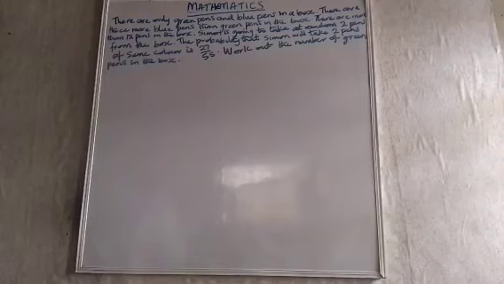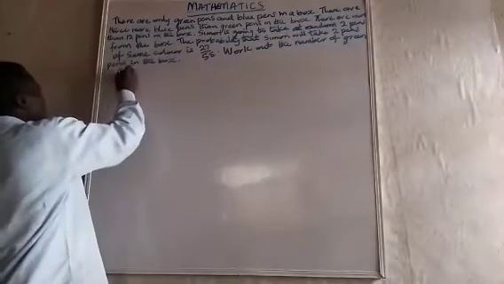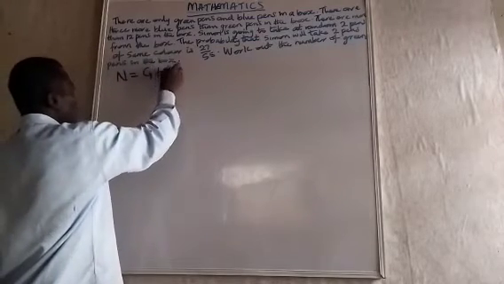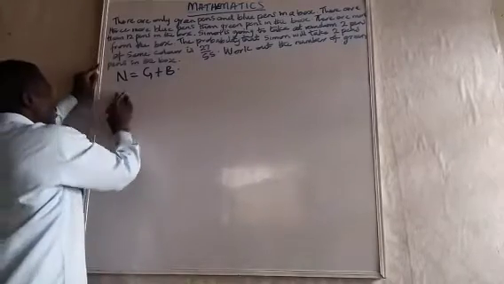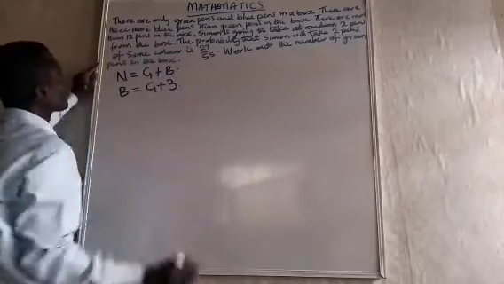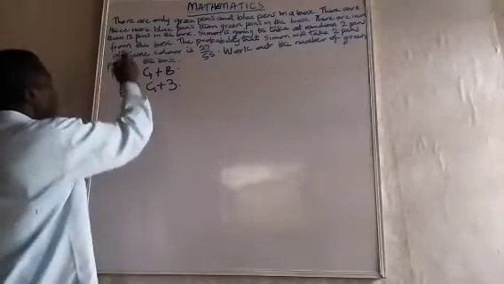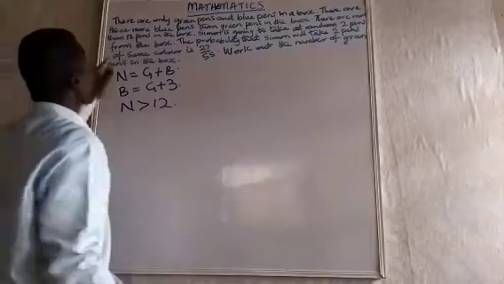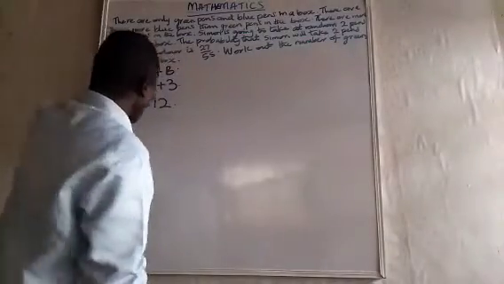So let's look at the information given to us. We are told that the total number of pens in the box are green, that is the only colors, and blue. And we are told that the number of blue is 3 more than green. So blue equals green plus 3. And we are told that there are more than 12 pens in the box. So n is greater than 12.